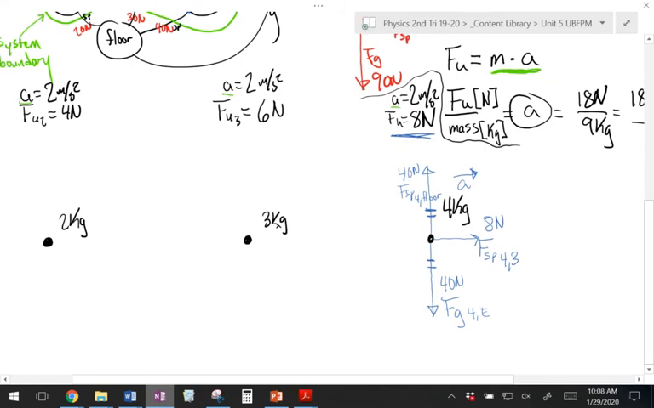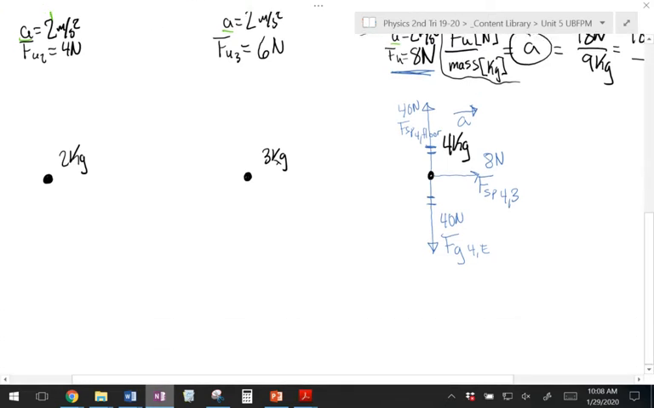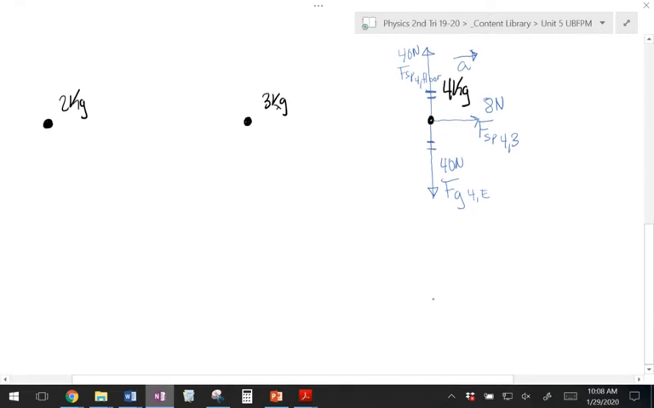So if this is my diagram, and I then draw a force addition diagram for it, I'm going to go 40 newtons up. This is the smoosh poosh. I'm going to go 8 newtons over. This is the other smoosh poosh. I'm going to go 40 newtons down. This is the gravity.